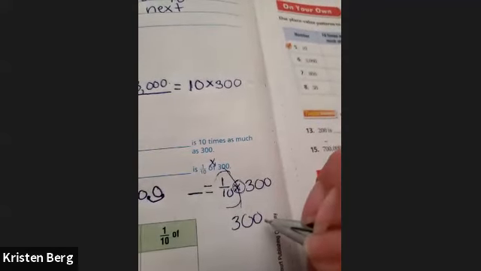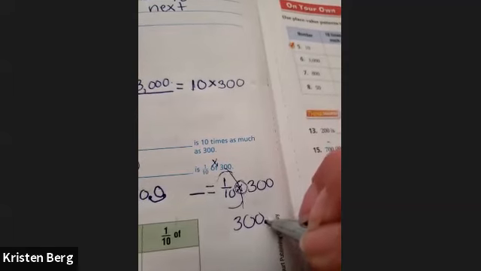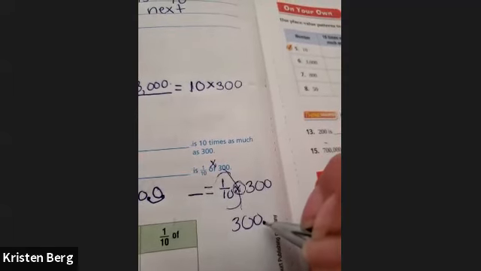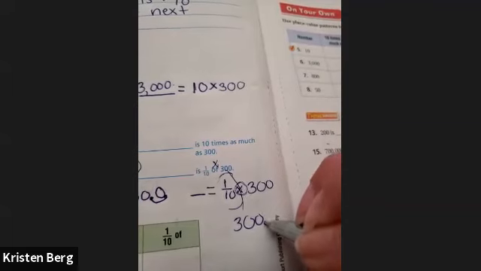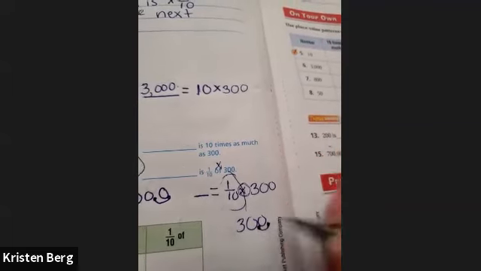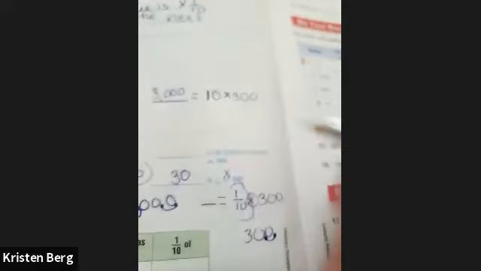So where's the decimal on 300? It is right here. And to make it smaller by a place, I am going to, remember, move it in 1 place. So my new number is 30.